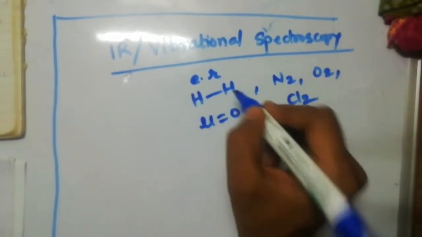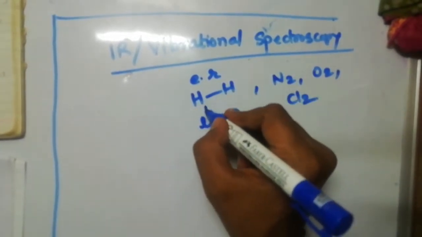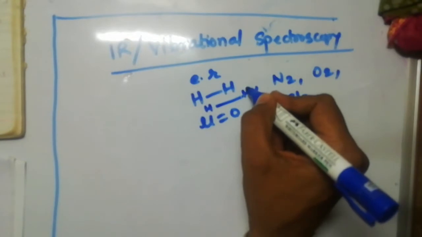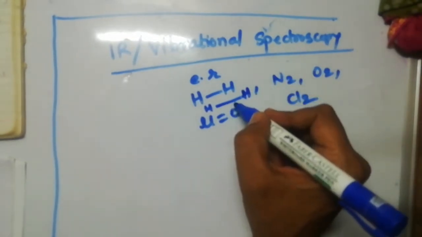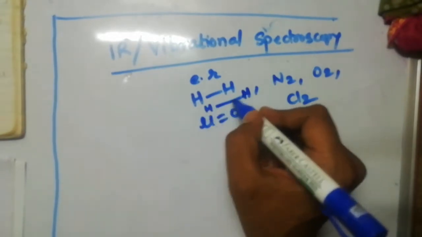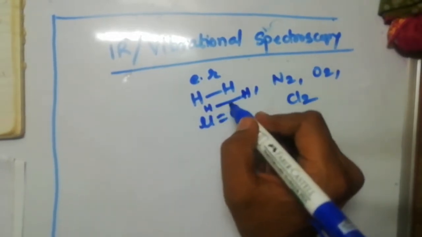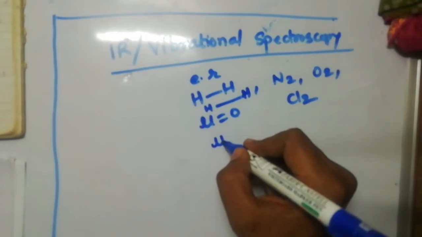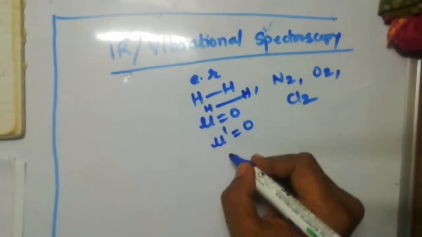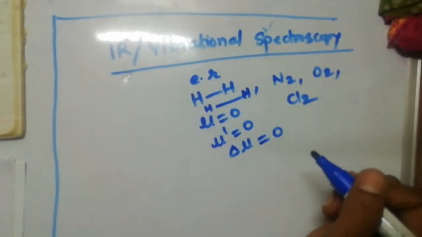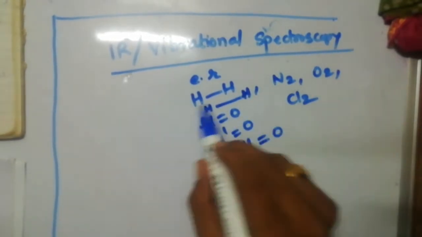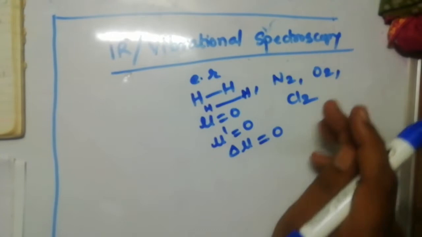Now as the charge is 0, even if I subject it to stretching and a new position is like this, the charge remains 0. Even though R changes, charge remains 0. So the new dipole moment of the molecule will be 0. So delta mu will be 0 minus 0, which means 0. So all homonuclear diatomic molecules are IR inactive.